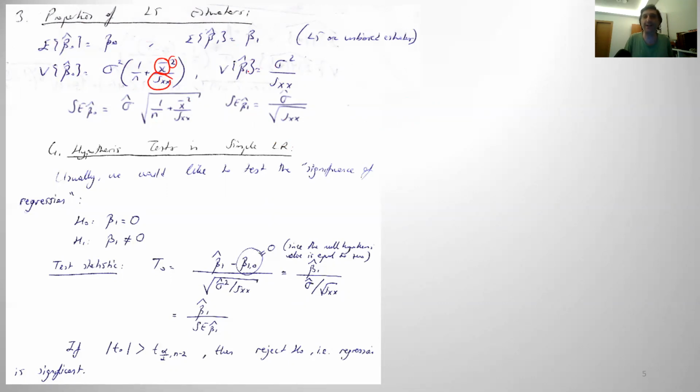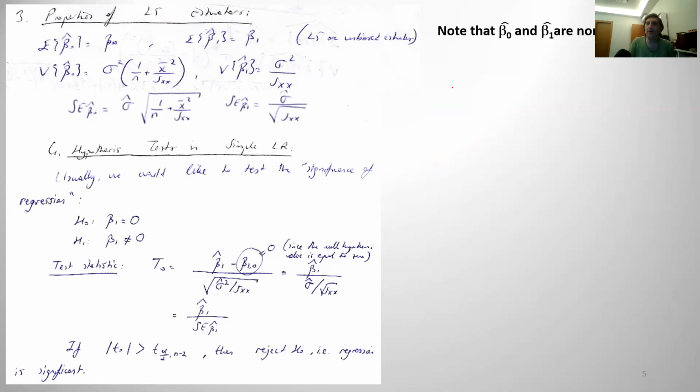And the variance of beta 1 hat. Remember, what are beta 1 and beta 0? Beta 1 is the slope, whereas beta 0 is the intercept. So beta 0 hat is the estimate of the intercept, whereas beta 1 hat is the estimate of the slope. The variance of the slope estimate is proportional to the variance of the random error, and this is divided by the sum of squares of x values.